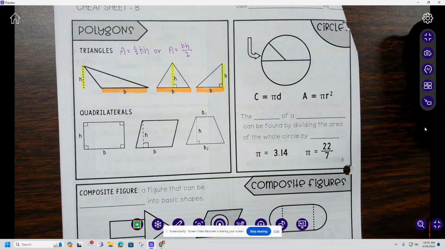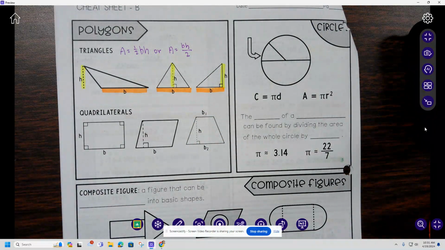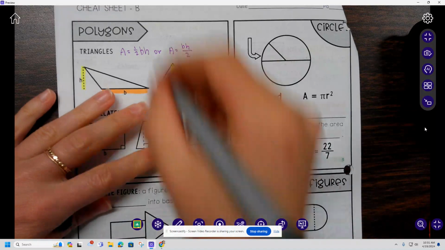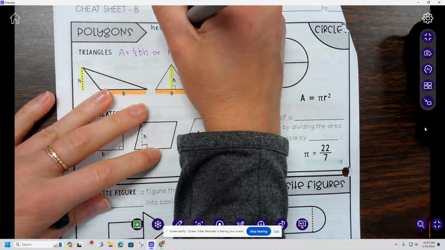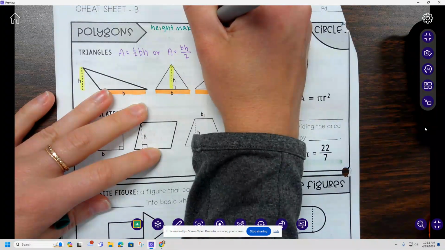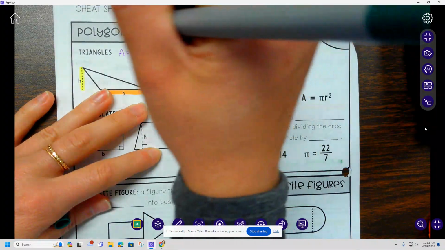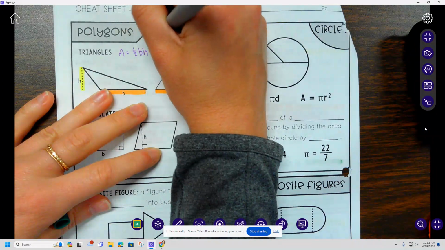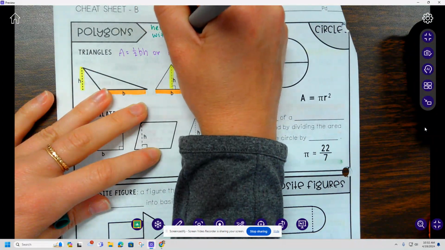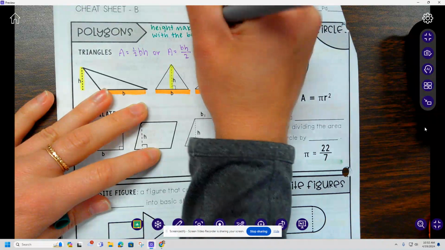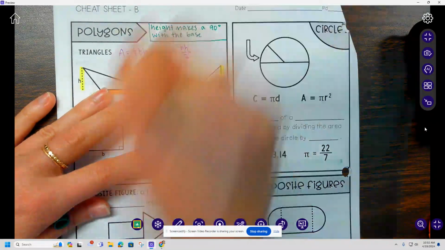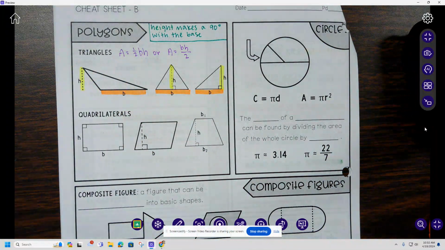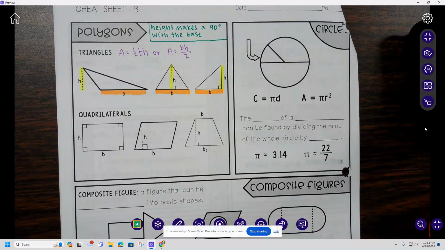Now, one thing that is not on your cheat sheet, but that I would like you to write, is that the height makes a 90-degree angle with the base. Now, box that in, star it, do whatever you need to bring attention to it, because what they are going to try to do is they're going to try and trick you.